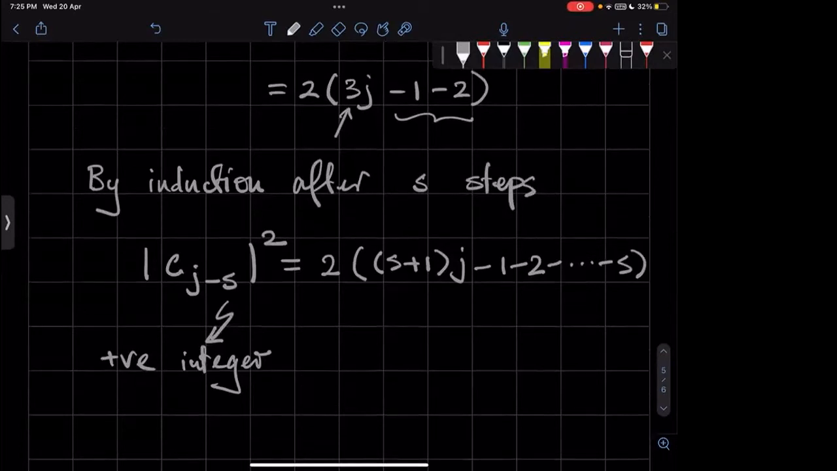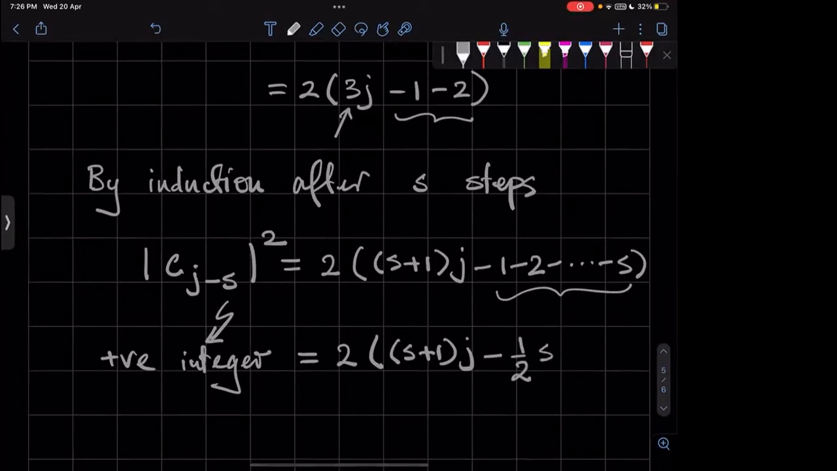Okay, so here we see an arithmetic series, right? And we know how to sum those things. That's one of the first things we learned in secondary school, or well, in grade 8 or something. But I still have to look it up every time I have to do it, because I don't have a good memory. So this is going to give me minus half of S times S plus 1. Okay.